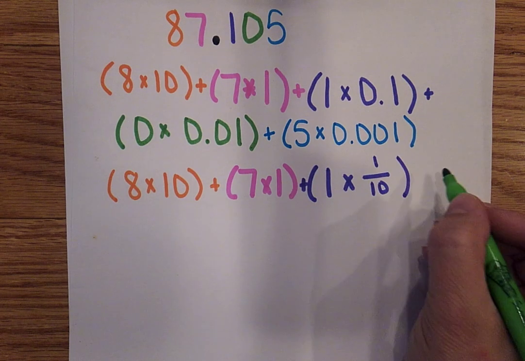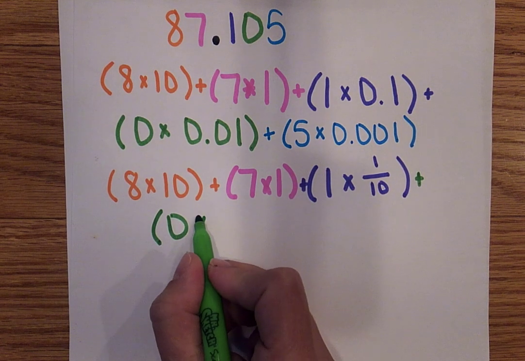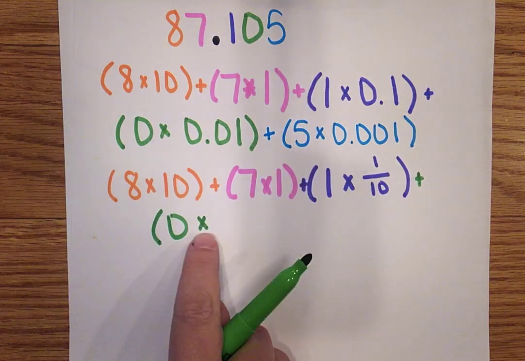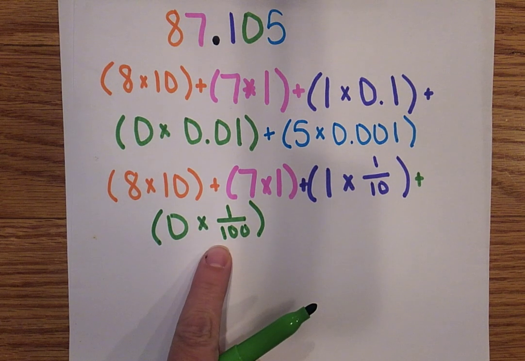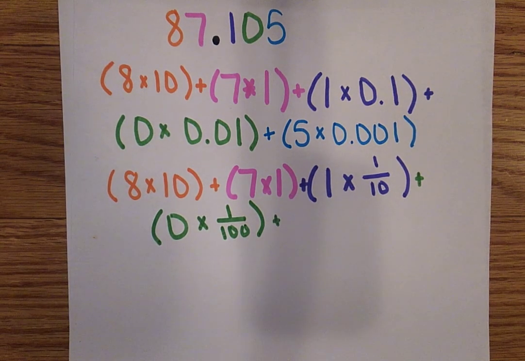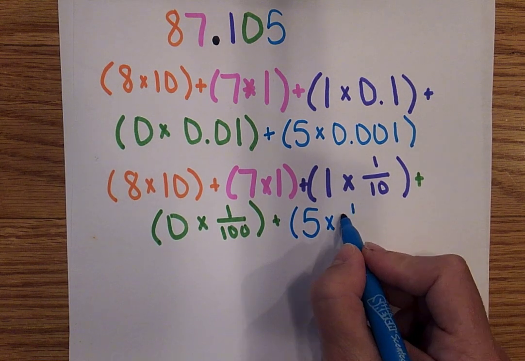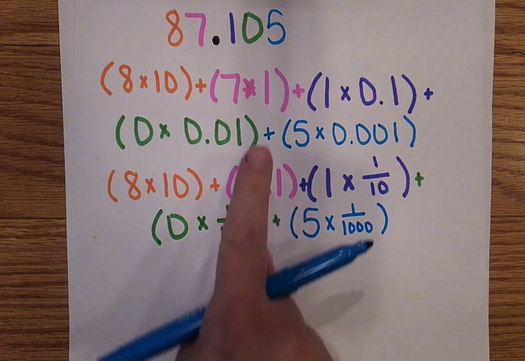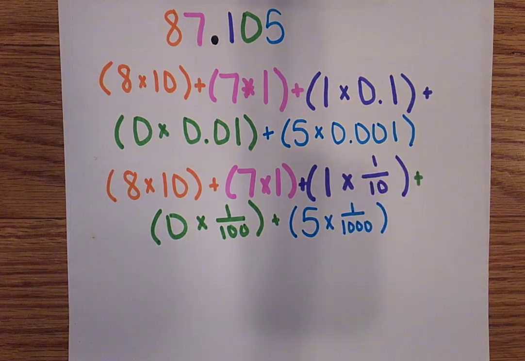Again, the 0 does not have to be written, but I'm going to do that for the sake of showing an example. So it's 0, that's my digit, times, it is in the hundredths place, so I'm going to multiply it by 1/100, or 1/100th. And then my 5 times 1,000th, because it's in the thousandths place. 1, 2, 3 zeros, 1, 2, 3 places for the decimal. And that is expanded form using both decimals and fractions.